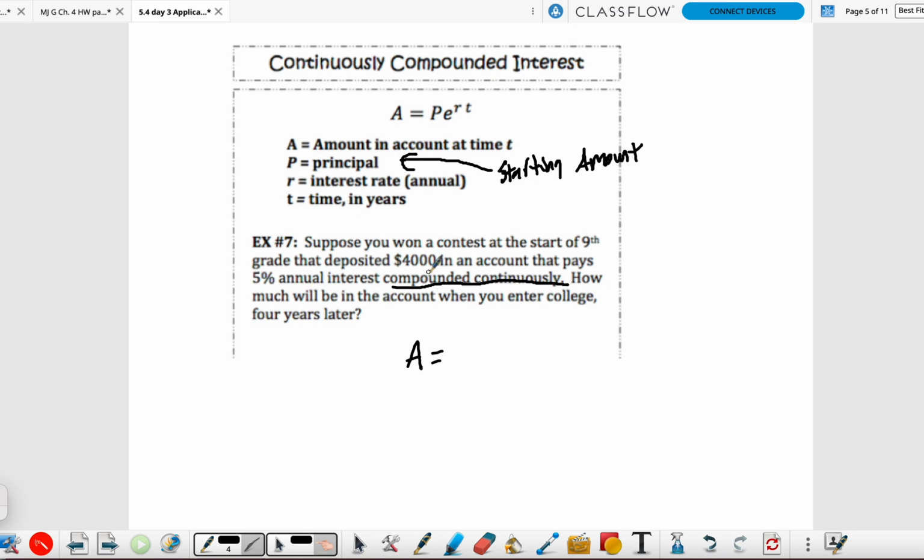So once you recognize compounded continuously, you know to use A = Pert. So A is equal to our principal, which is $4,000, times E to the power of 0.05 is our rate, 0.05 times 4. So when you do this in the calculator, you're going to do 4,000 times E to the power of 0.05 times 4. Go ahead and close your parentheses, and you get 4,885.61.